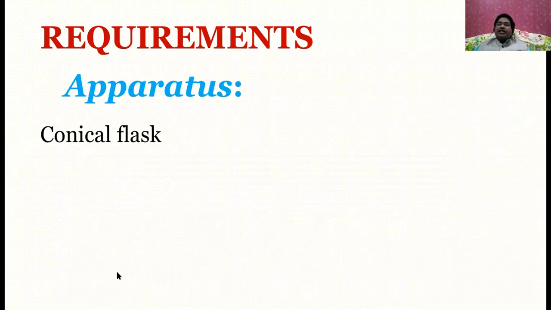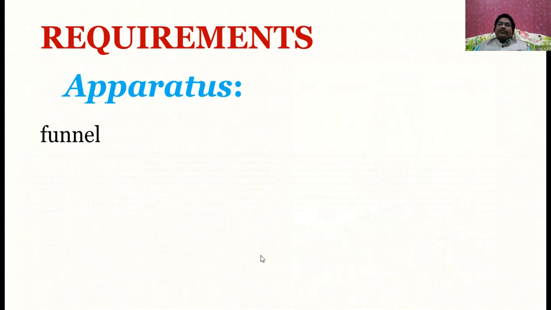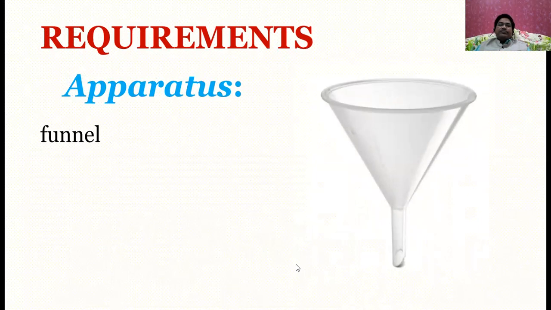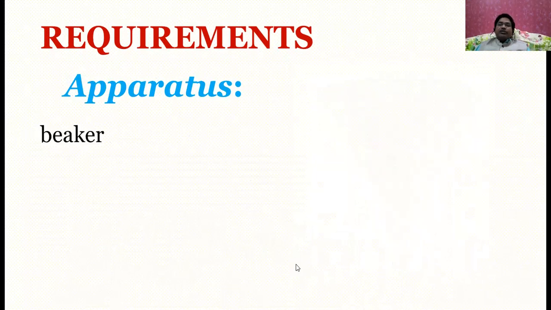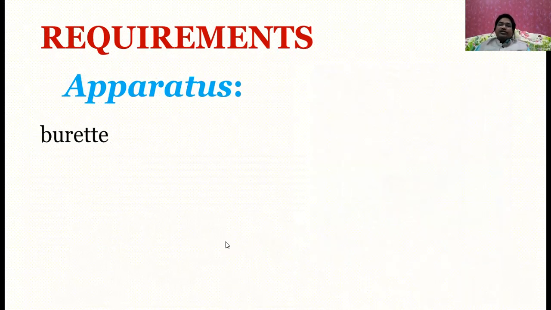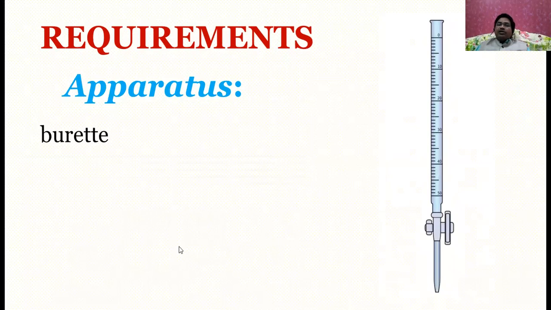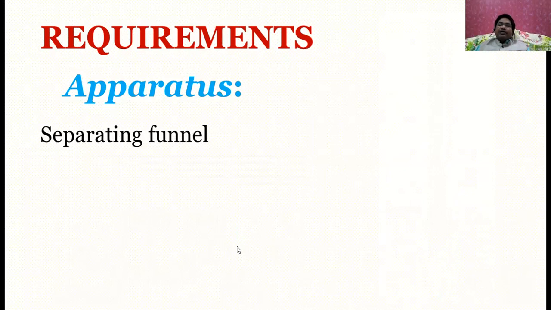The first one is the conical flask. See, this is the conical flask that we're going to use in the laboratory. The next one is a funnel. This is the funnel. The third one is the beakers, the beakers that are available in our lab. Another one is the burette. You have done many experiments with the burette, generally a 50 ml capacity burette we use in the laboratory. And another one is a separating funnel.